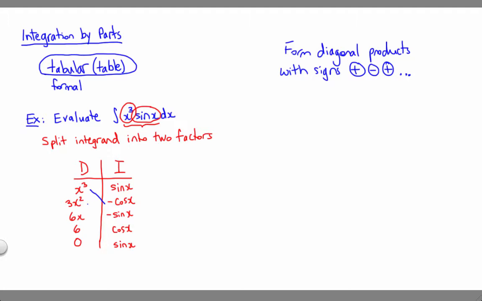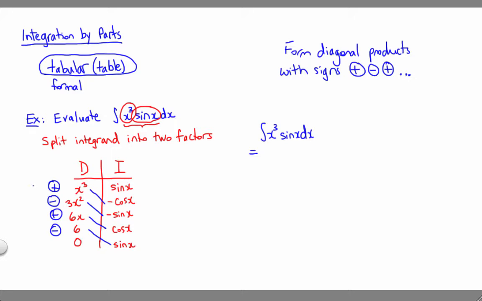So we're going to be multiplying these two guys together, multiplying these two, these two, and these two. And the signs are going to alternate: plus, minus, plus, and however many rows you've got in that table, you're just going to alternate your signs all the way down. All right, so what this expression in the table is giving us is actually the value of the integral that we're trying to find. So the integral of x cubed sine x dx, we're going to be able to read it off the table.